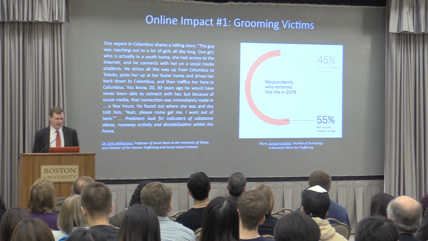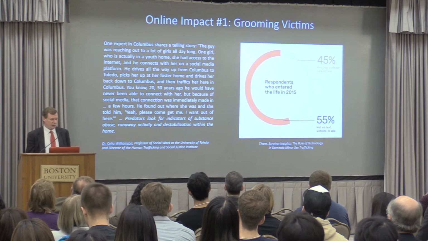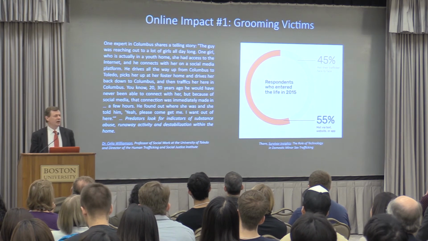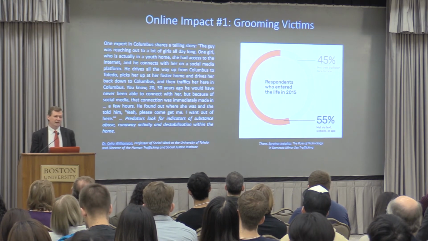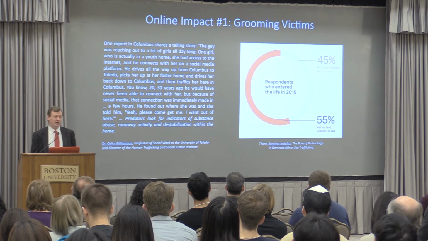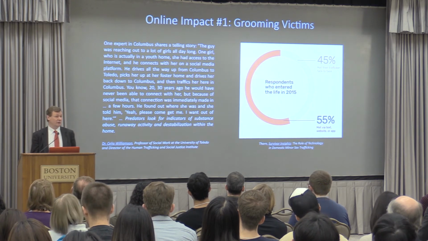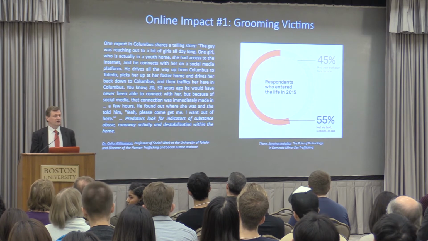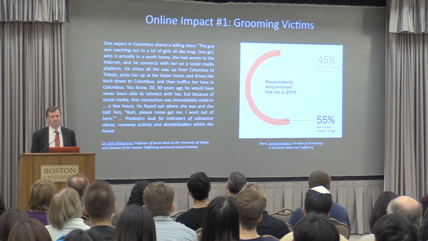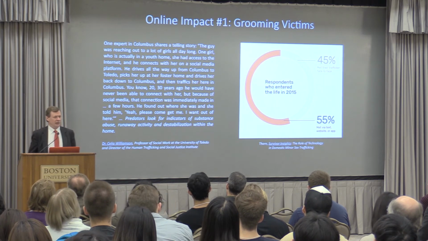Predators are looking for indications of substance abuse, runaway activity, destabilization within the home, sadness, depression, desperation to get out of wherever they are and go somewhere else. And they can find that stuff in all kinds of social media outlets.